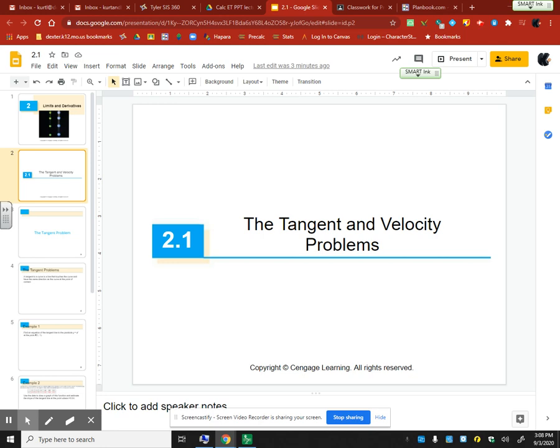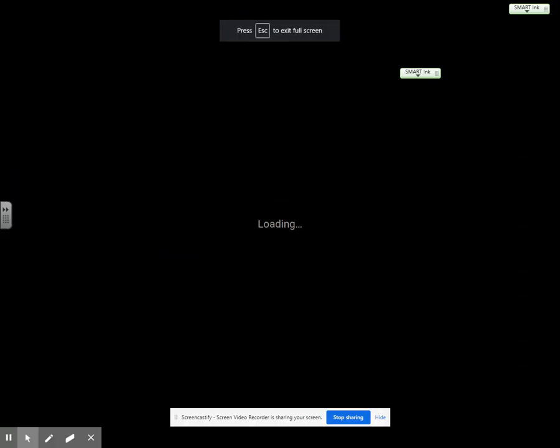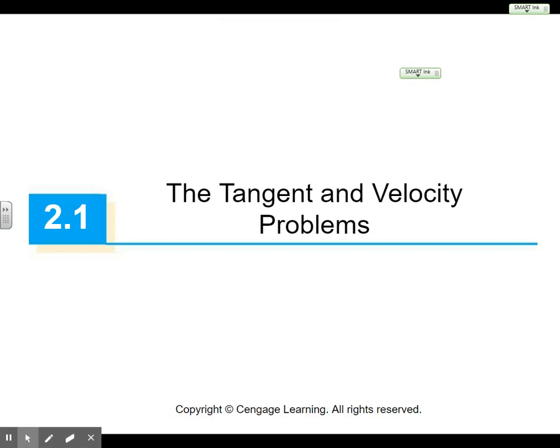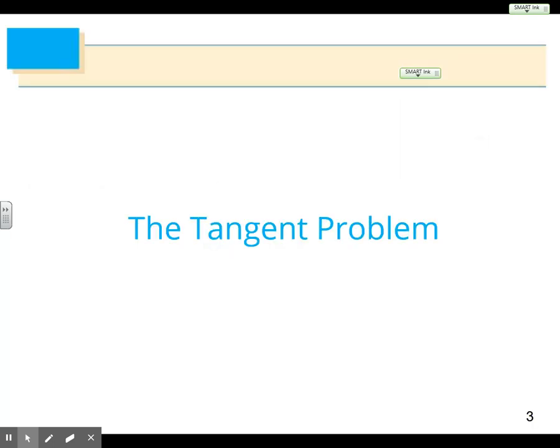All right, this is the first section of our second chapter entitled The Tangent and Velocity Problems. Exciting day for me because we're actually hitting calculus at this point. Everything we did in chapter 1 was just kind of a review of what we did in pre-calc A and pre-calc B last year. So we're going to slowly get into this idea of calculus and being able to take the limit of a function by looking at the tangent and velocity problems today.